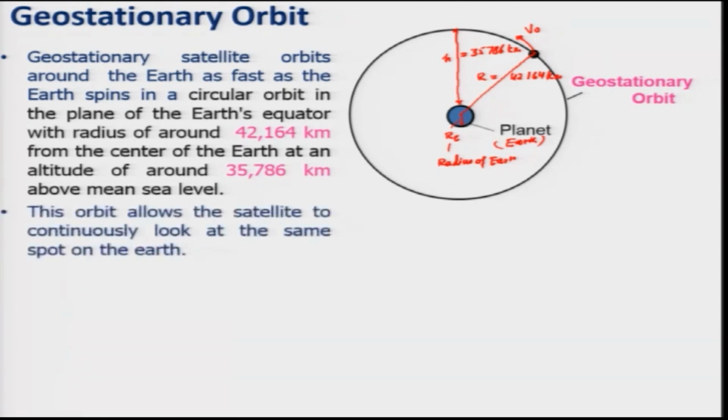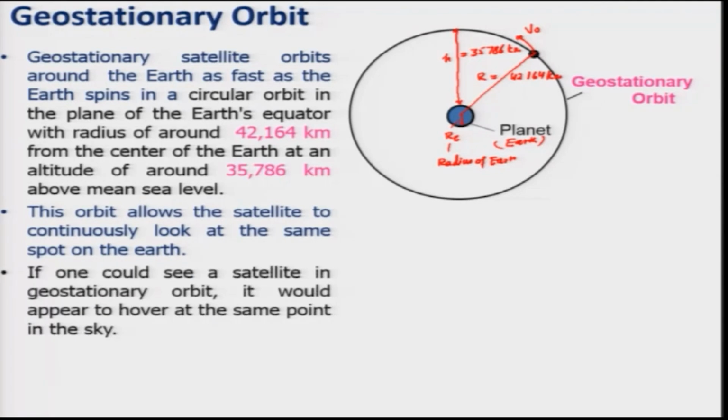And this orbit allows the satellite to continuously look at the same spot on the earth, because you are moving with the same angular velocity with which the earth is also moving. So, that is the beauty of stationary. In other words, if one could see a satellite in geostationary orbit, it would appear to hover at the same point in the sky. That means if you could look at the satellite through a good telescope, you will find it at the same point in the sky.